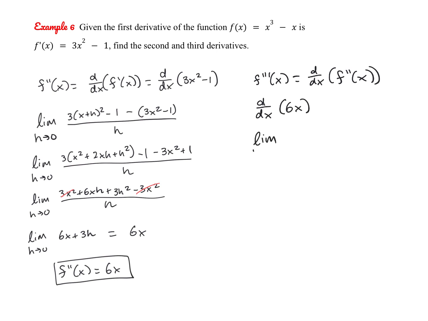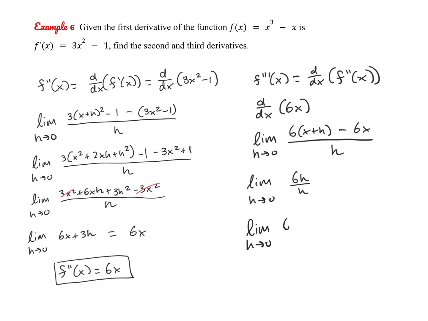So we could use our limit. So limit as h approaches 0 of f of x plus h. So 6 times x plus h minus f of x, which is just 6x, all over h. So if we simplify this, this gives us 6x plus 6h minus 6x. So we have 6h over h. So it's the limit as h approaches 0 of 6, which is 6. So our third derivative is just 6.